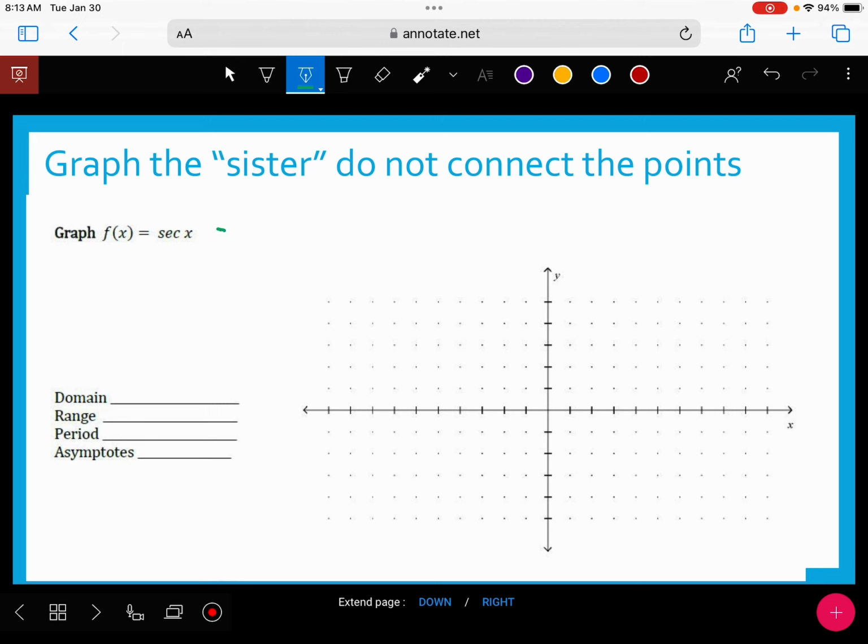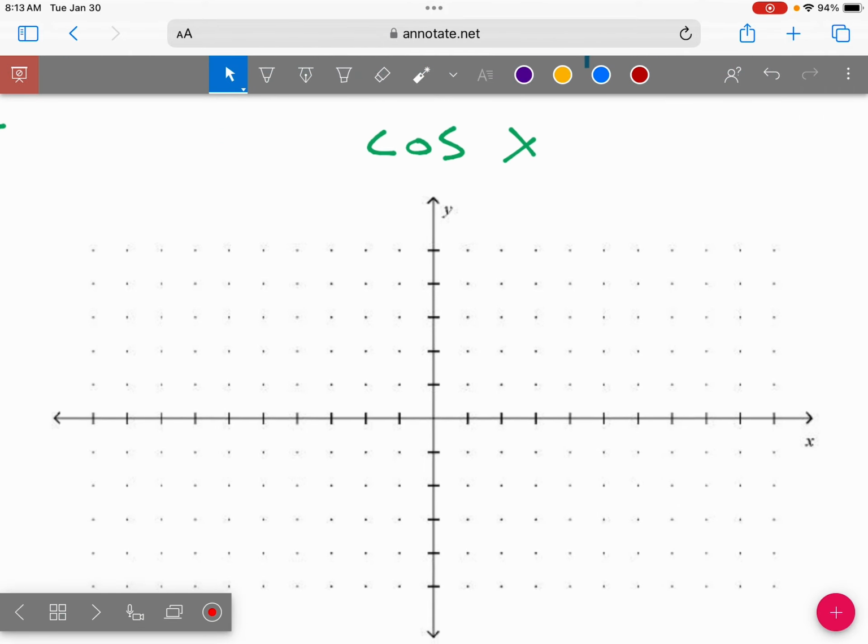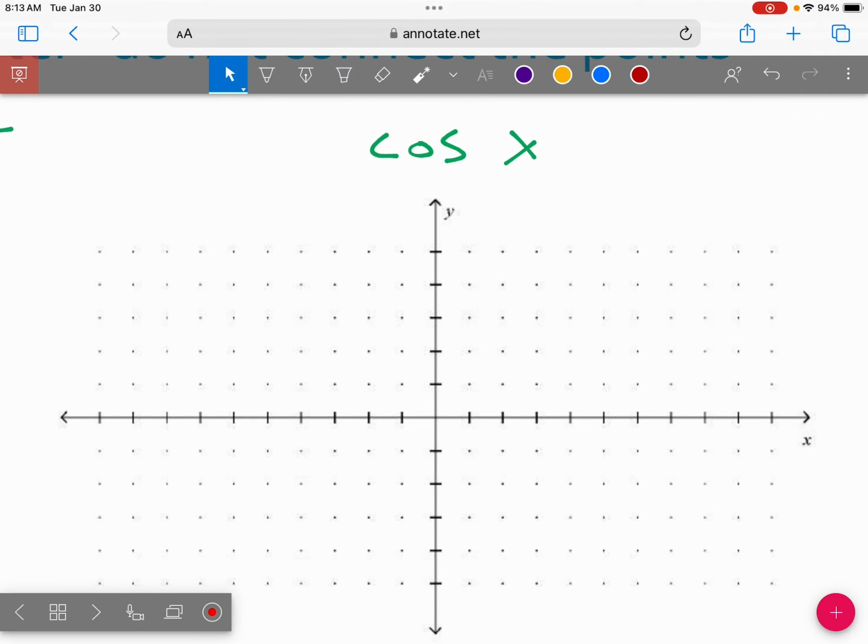So if cosine's x over 1, secant's 1 over x. The first thing we do when we're graphing secant of x is we plot the points for the parent function of cosine of x. And we're not going to connect them, we're just going to plot the points because those points are going to be really important in telling us what secant's doing at those same spots.